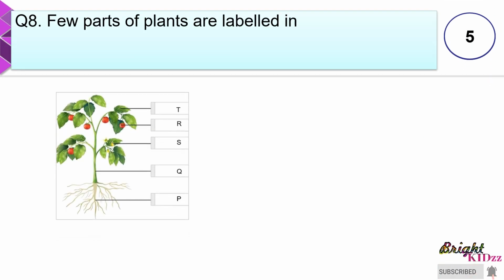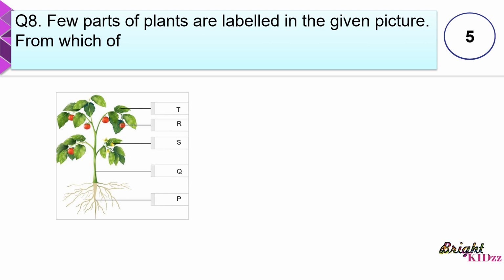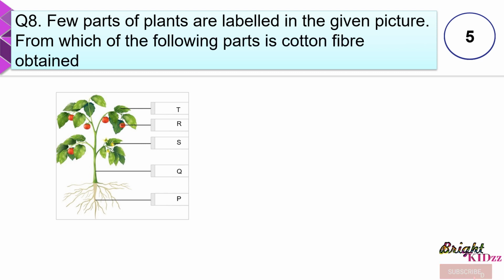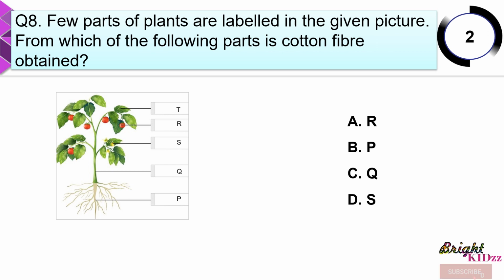Few parts of plants are labeled in the given picture. From which of the following parts is cotton fiber obtained? Answer A. That is R part. R part is a fruit and cotton fiber is obtained from fruit.